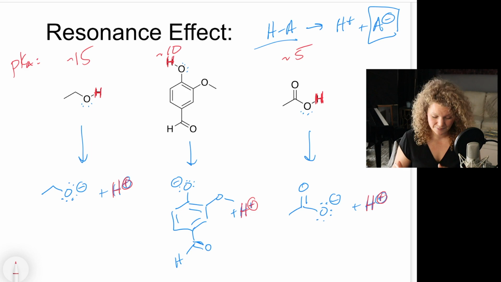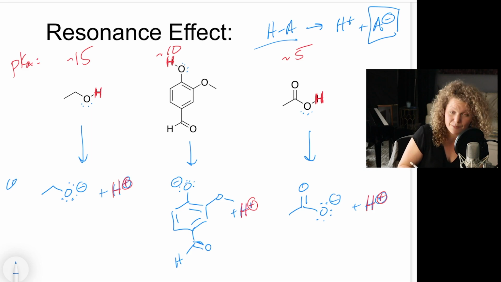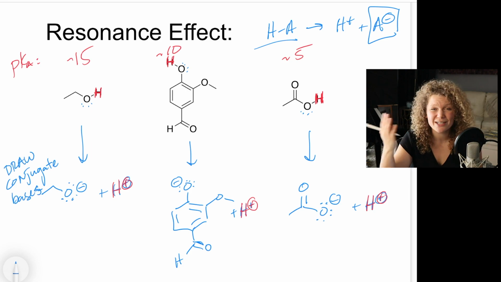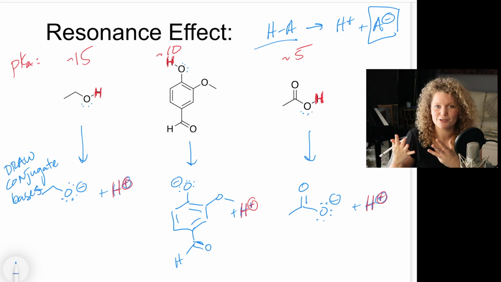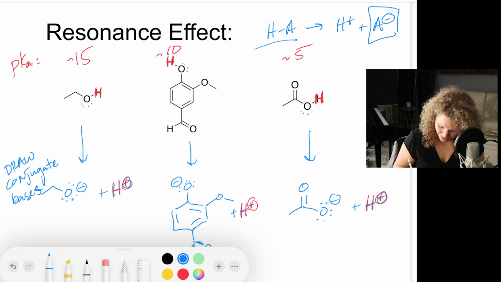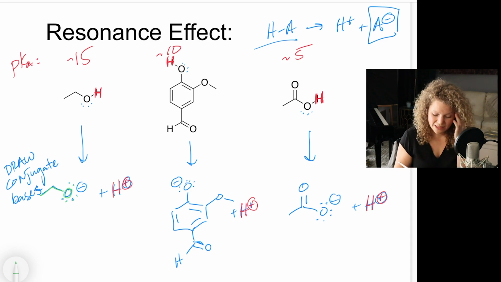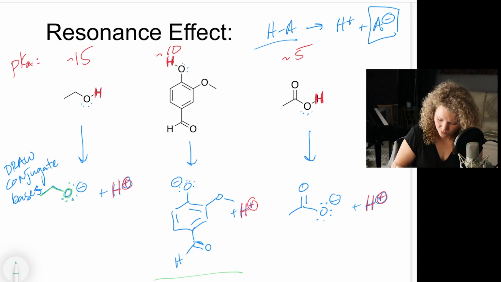Is that the case? Well, the easiest way to do this is to draw the conjugate bases. And you're going to ask yourself, is this negative charge happy? Is it stable? And if we compare these three, you'll notice here that for the alcohol, we have an oxygen with a negative charge. This negative charge is being held fully by the oxygen. What about the phenoxide? In this example, well, we could draw resonance.